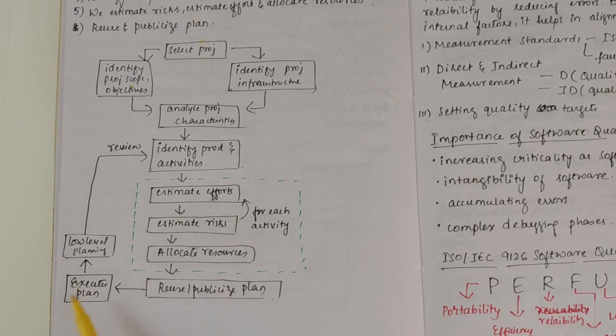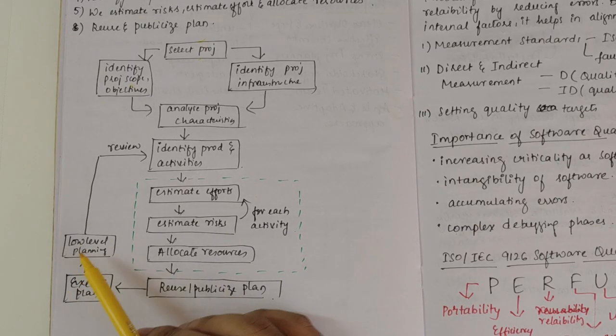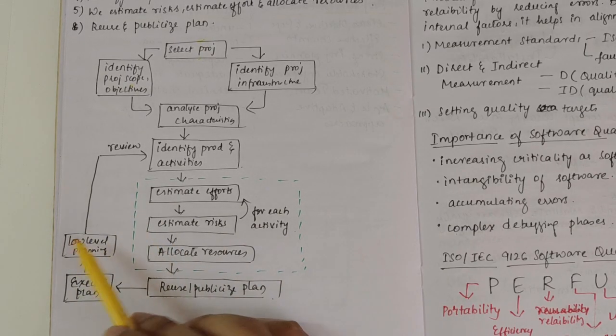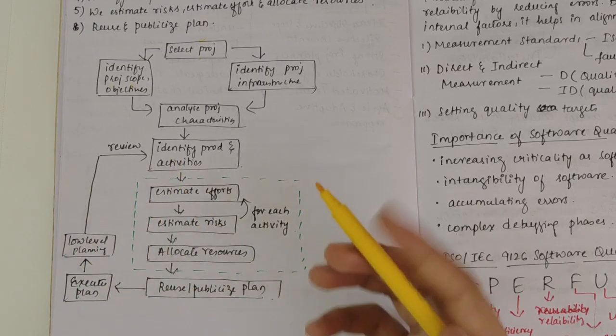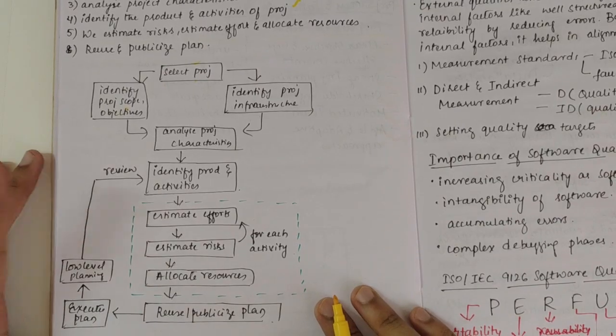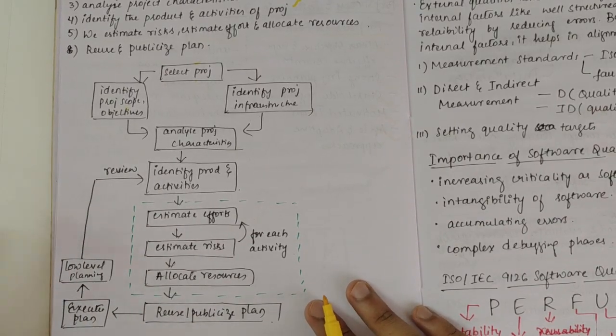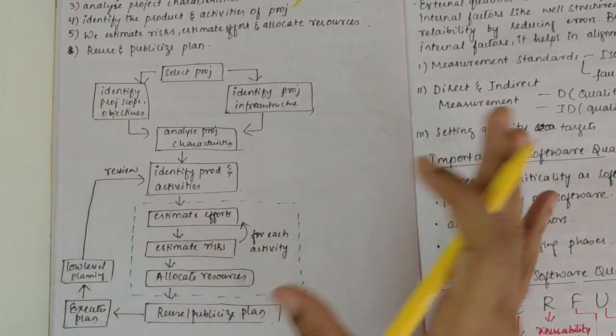Once the plan is done, we execute the plan. Once execution of the plan is done, we modulate the low level planning. That is, we review it again when it comes to identifying the product. So this was about the place of software quality in project planning. This could be asked for 8 marks or 6 marks.